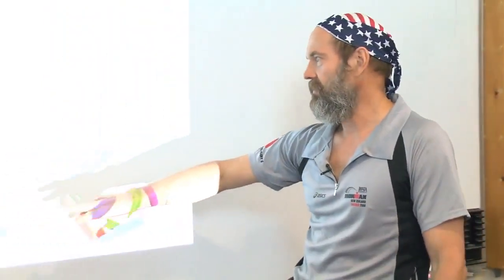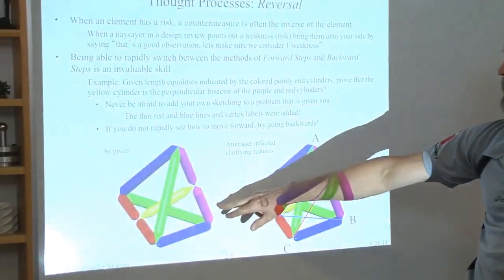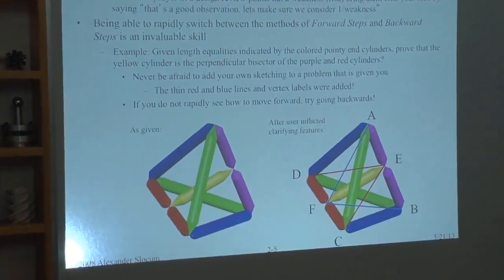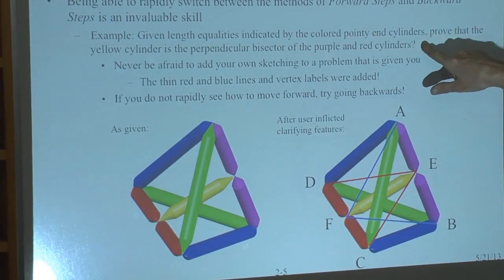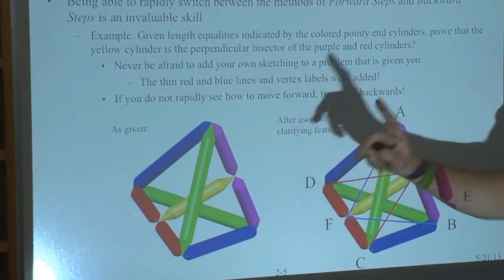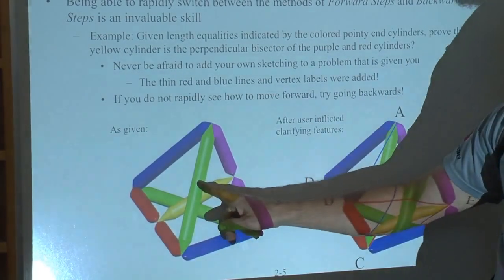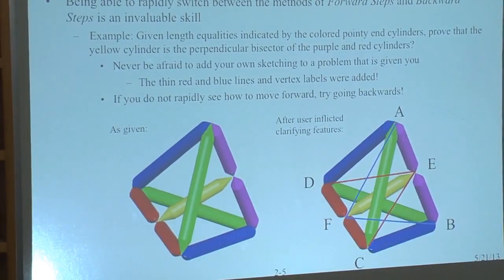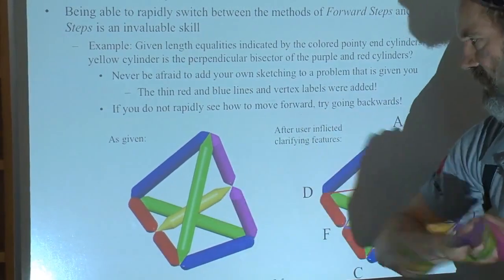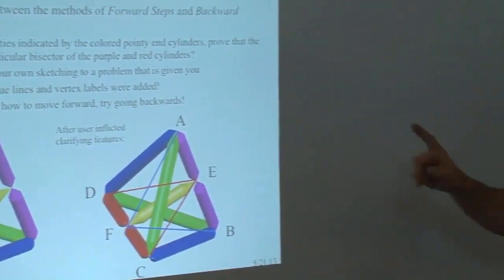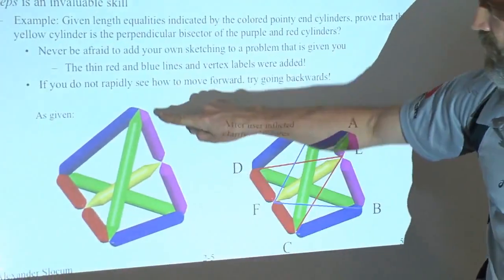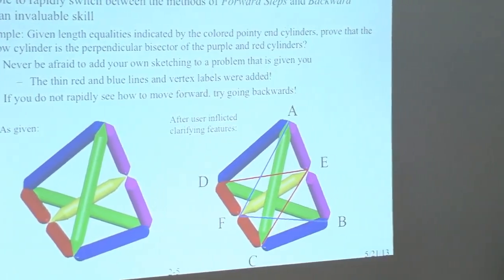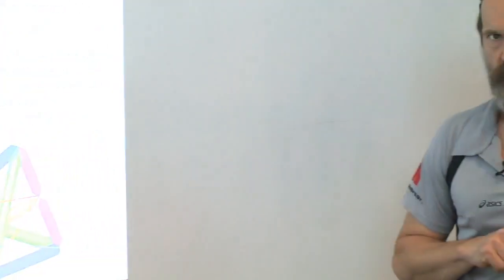This is a really fun problem. Here's this figure. It's a tetrahedron. And it's very, very simple. Given the length equalities given by the colored pointy end cylinders, prove that the yellow cylinder is the perpendicular bisector of the purple and red cylinders. In other words, you have to prove that this yellow line here is perpendicular to the reds and the purples. That is a very, very difficult problem to prove. It's one of those honors geometry problems.